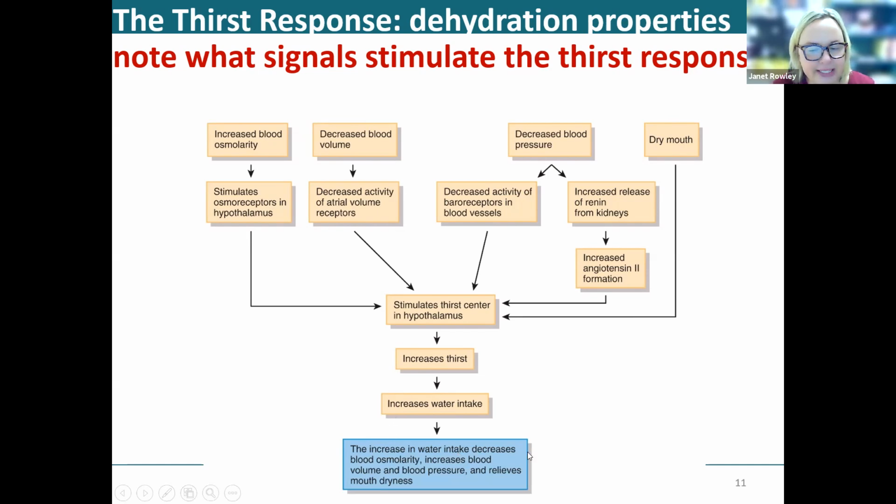That makes us thirsty, which then increases our water intake. The increase in water intake then decreases the blood osmolarity, so it becomes more dilute. It also increases the blood volume and the blood pressure and relieves mouth dryness.